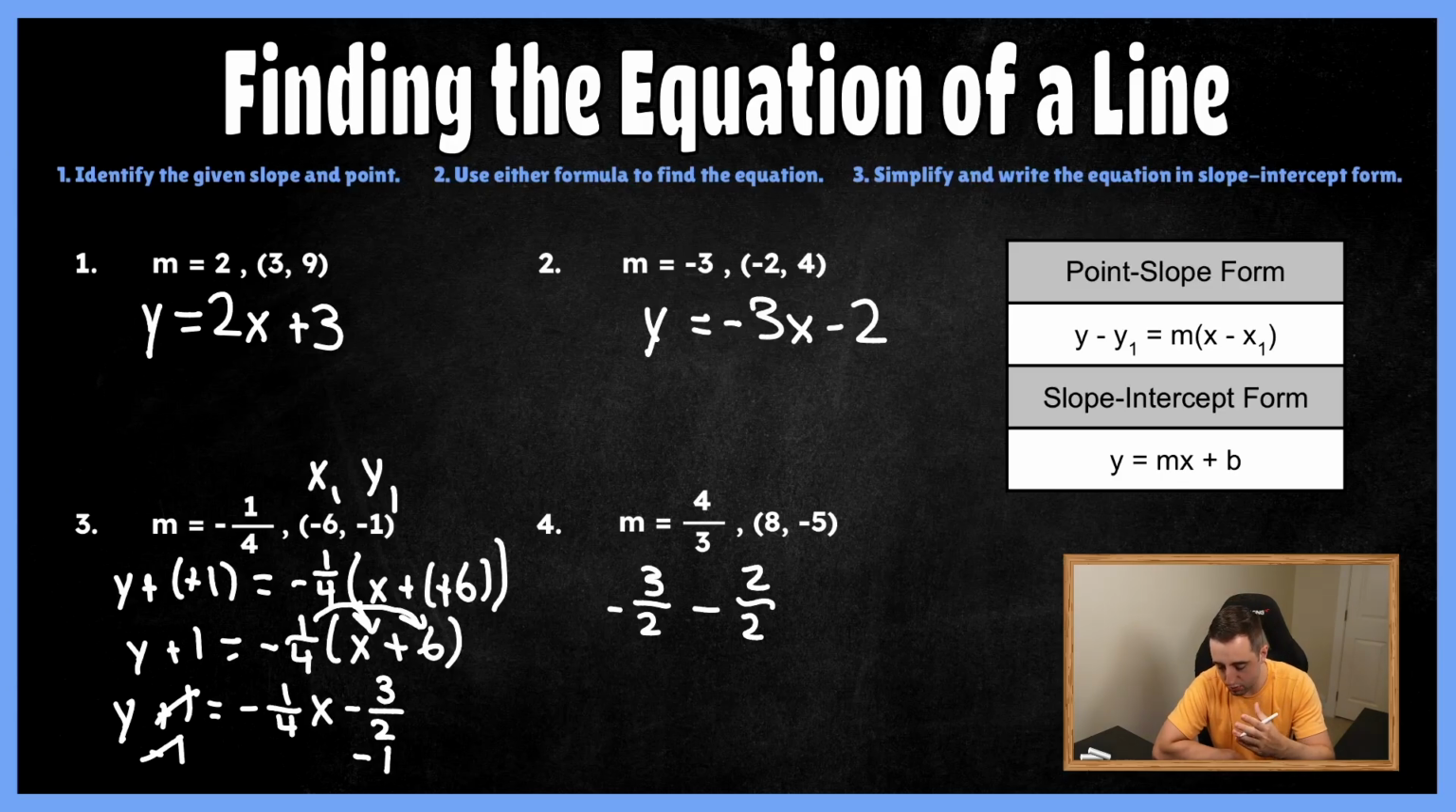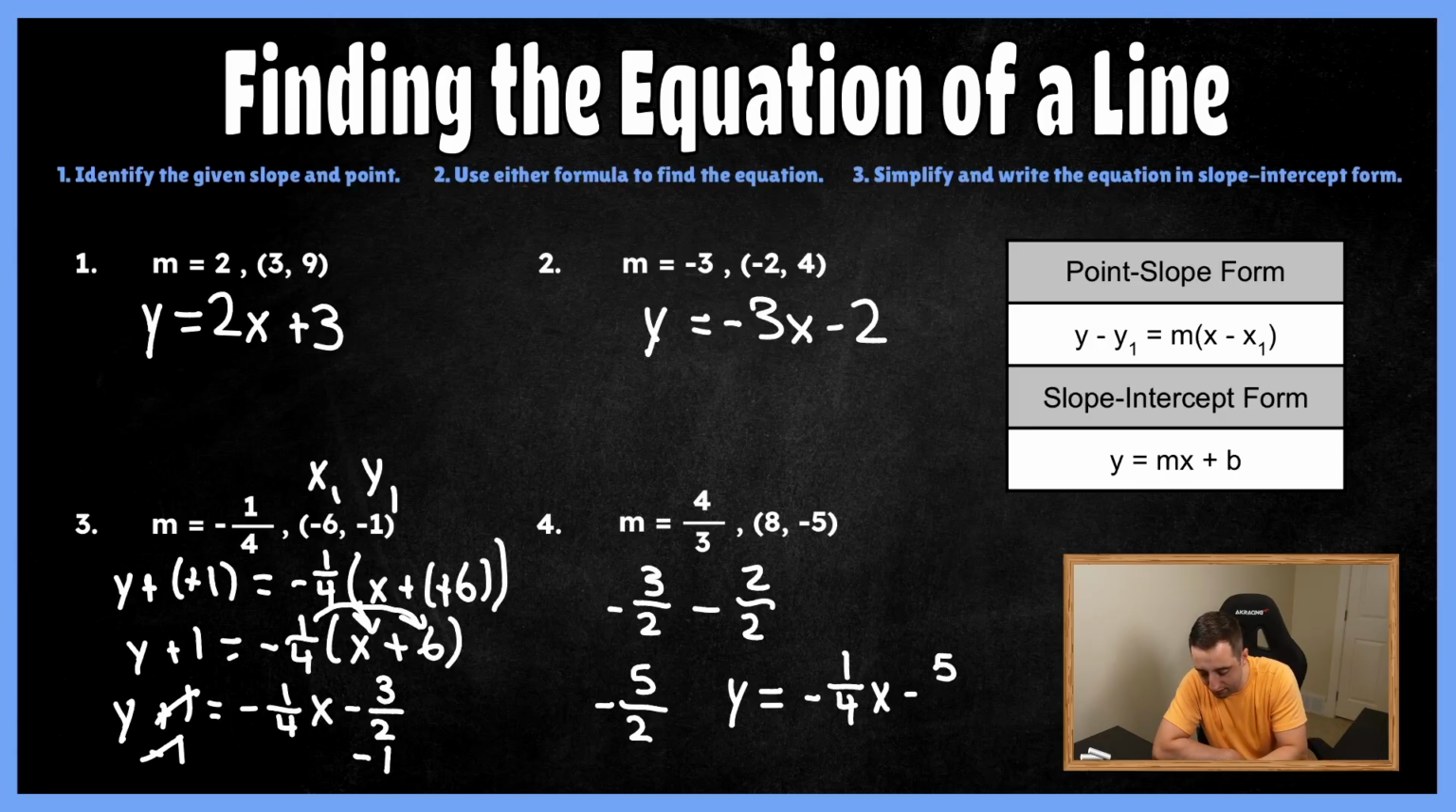So when you are adding or subtracting, the denominator stays the exact same number, and all you do is take the numerators and subtract them. So we have negative 3 minus 2, and you're going to end up getting negative 5 over 2. So our final answer in slope-intercept form, getting our equation of a line, is going to be y equals negative 1/4 x, and then we just did negative 3/2 minus 1. You get negative 5 over 2.